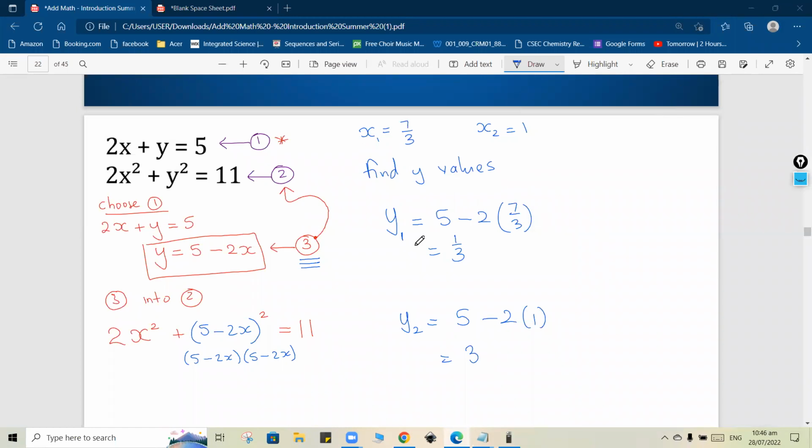Now, you can't leave your answers scattered all over the place. You can't have the values of x on one side of your page and the values of y on the other side. You have to put your answers in coordinate form. Remember, a coordinate will have an x value and a corresponding y value. When x is 7/3, the corresponding y value is 1/3. And when x is 1, the value of y is 3. This is how you have to write it in the exam.